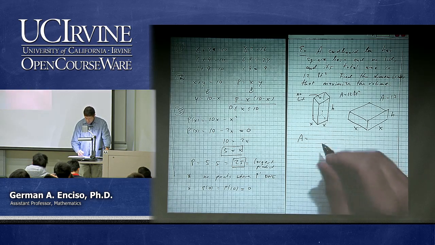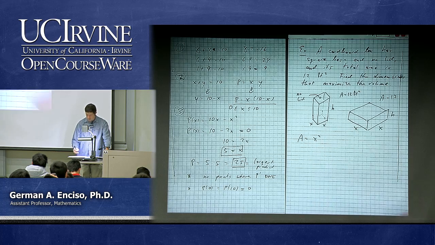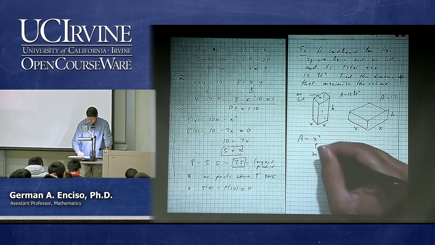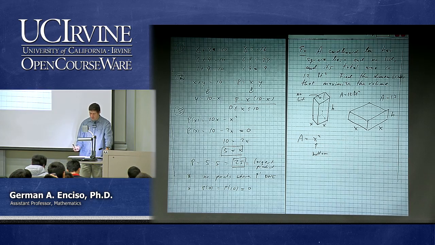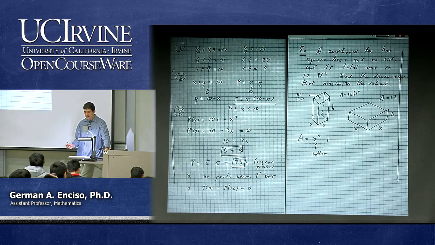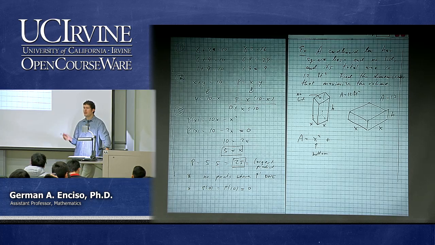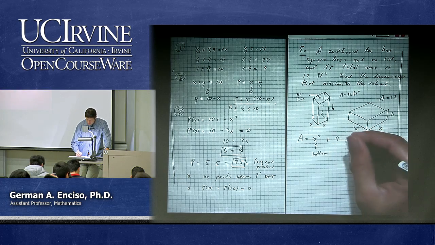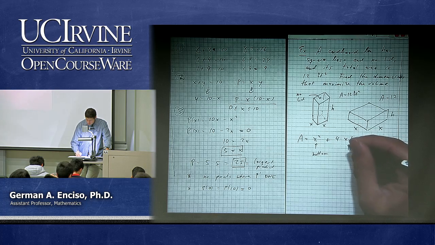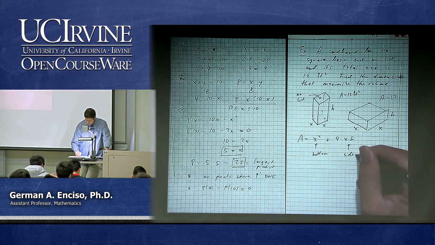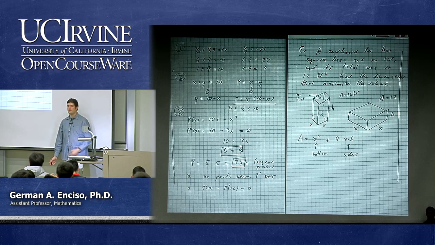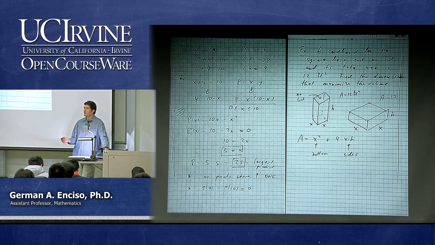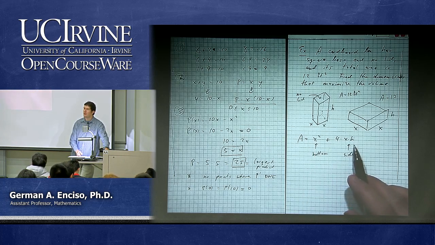Well, let's say it's the bottom. The bottom has area x squared. That's the bottom of the box, plus the sides. Each of the sides has area x times h, right? And how many of them are there? 4. So 4 times x times h, where each of those things are the sides. Great. That's the area. Do you guys agree? If it had a lid, then this would be 2 times x squared plus 4 times x times h.